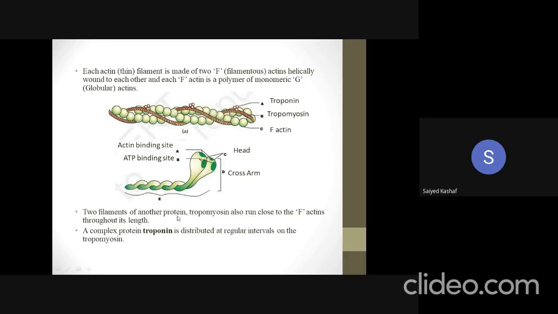upon which there is another 2 filaments of another protein known as tropomyosin, which also run together with the F actin throughout its length. Right, this brownish thread-like structure is known as tropomyosin, and a complex protein, as we all know, troponin, is distributed at regular intervals on the tropomyosin. You can see this troponin, we all know that troponin is a trimeric protein. So these small balls are troponin that contain 3 components, troponin I, troponin T, and troponin C, which are arranged at regular intervals on the tropomyosin.